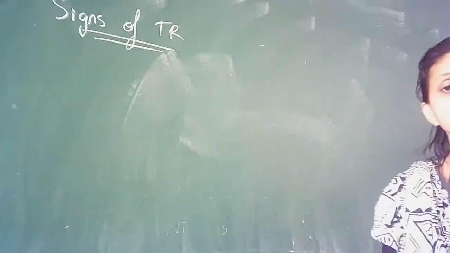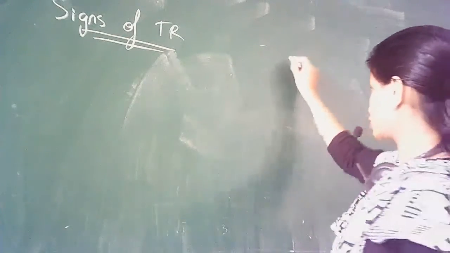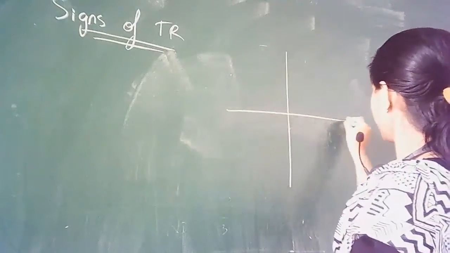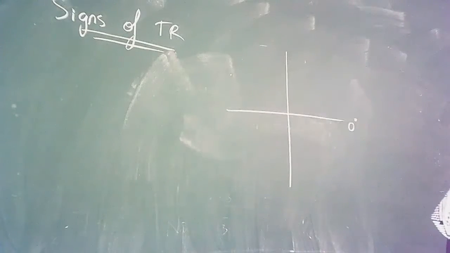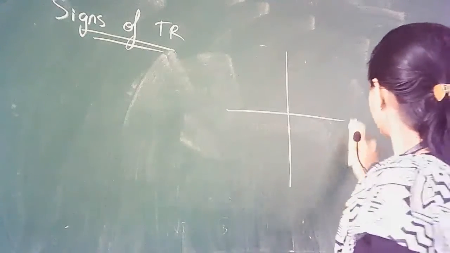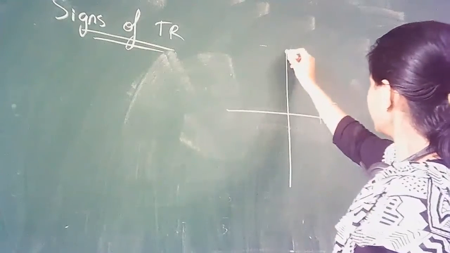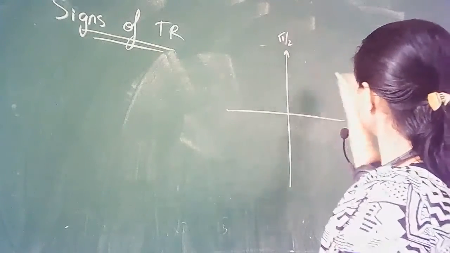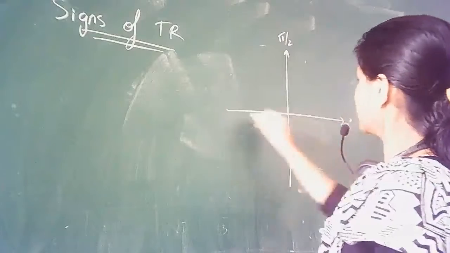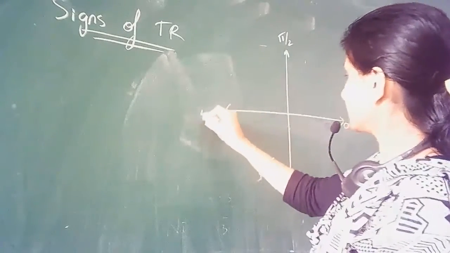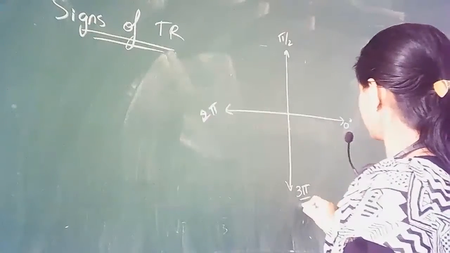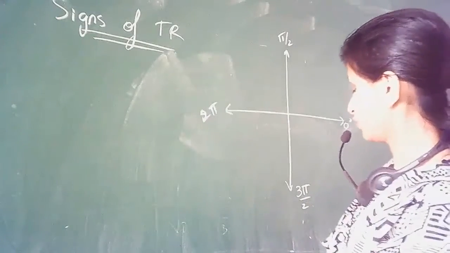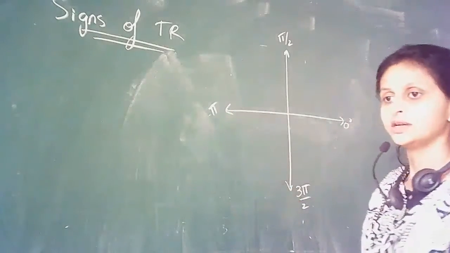We have to study what, students? Signs of trigonometric ratios. Very, very important. See, this is 0 degree. In fact, this is pi by 2. This is 0, this is 2 pi, and this is 3 pi by 2. This is pi, sorry.